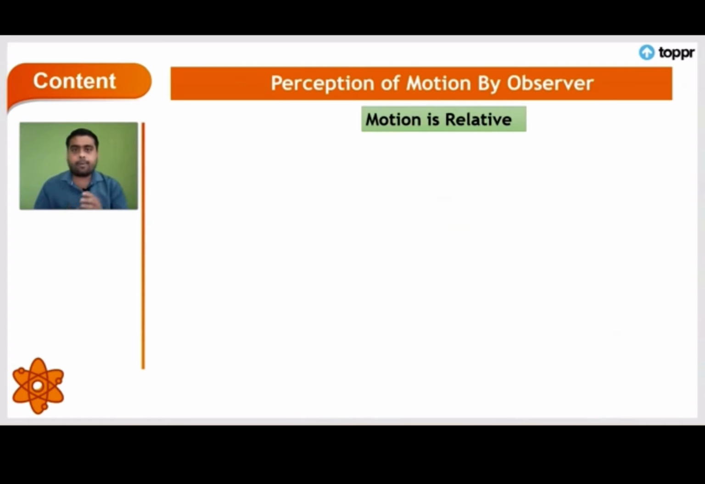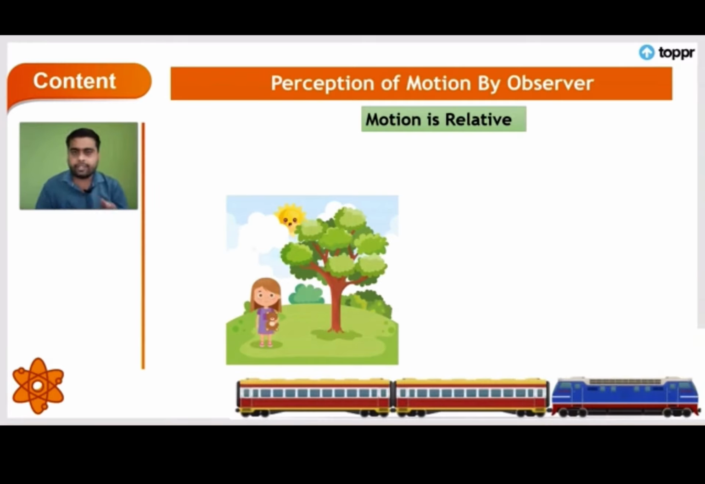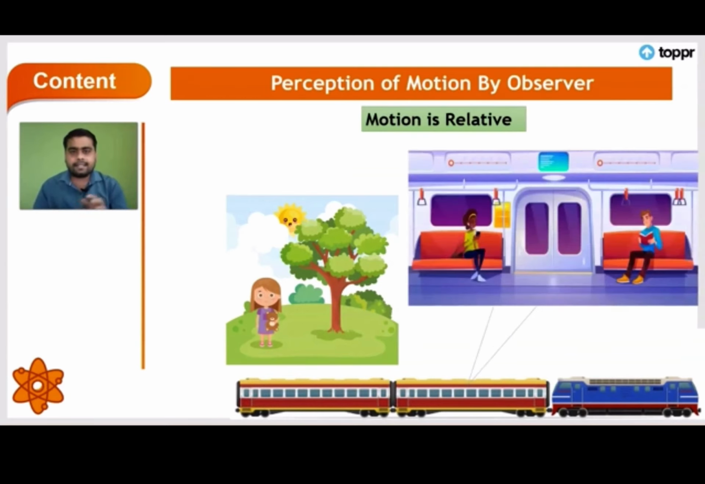So let us consider one example related to motion and try to understand why motion is relative. So we will consider a girl who is standing on a field, and this girl is actually observing some passengers who are inside a train which is moving. Now let's say these are the passengers who are sitting inside a compartment, and the girl is actually observing these passengers. Now, if you ask the girl about the motion of the lady passenger, then the girl would say that the lady is actually moving because the train itself is moving.